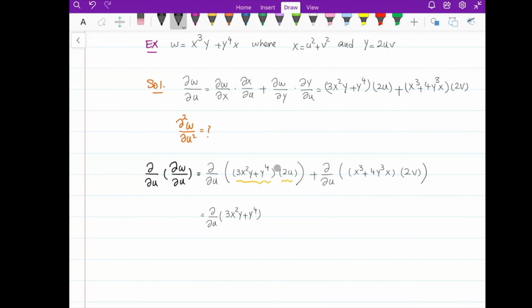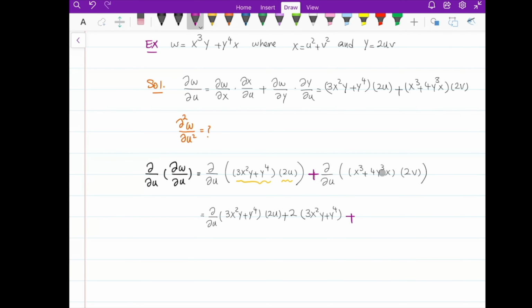So derivative of this one times that, 2u, plus derivative of this one with respect to u, which would be just 2 times this function, which is 3x squared y plus y to the fourth. Okay, so this is the first part. Now look at the second part. I have a big add sign in here.